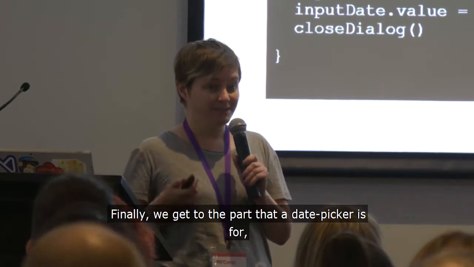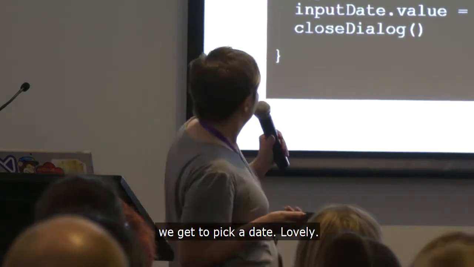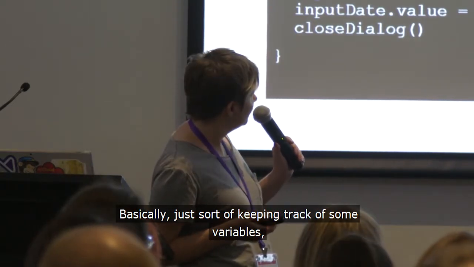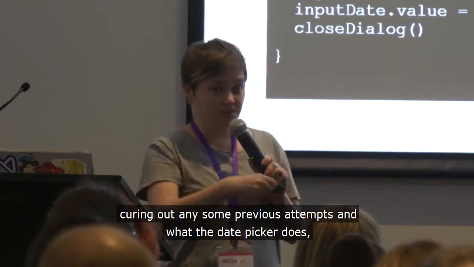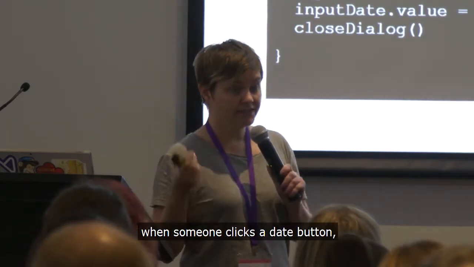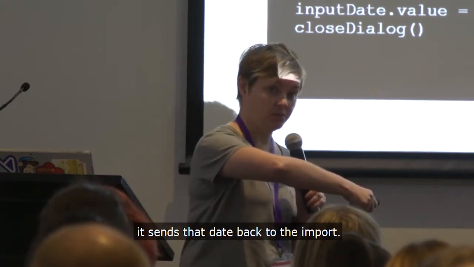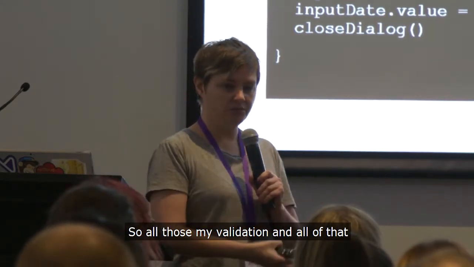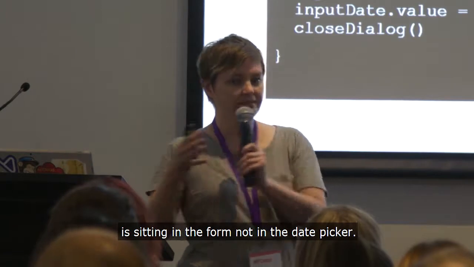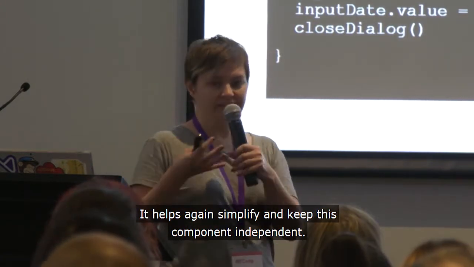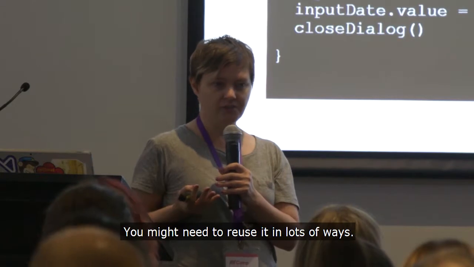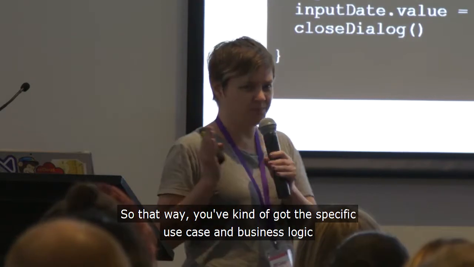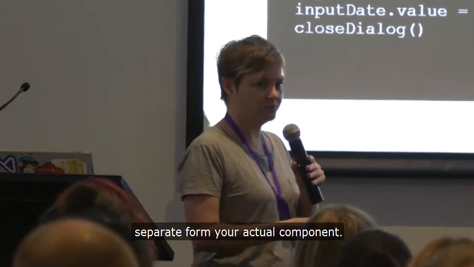Finally, we get to the part that a date picker is for. We get to pick a date. Lovely. Basically just keeping track of some variables, clearing out any previous attempts, and what the date picker does, when someone clicks a date button, is send that date back to the input. Not very sophisticated, but really reliable. And so all of my validation is sitting in the form, not in the date picker. It helps, again, simplify and keep this component independent. You might need to reuse it in lots of ways, so that way you've got the specific use case and business logic separate from your actual component.